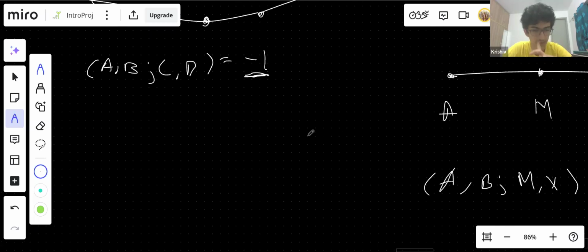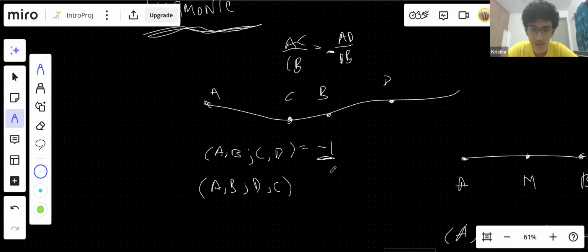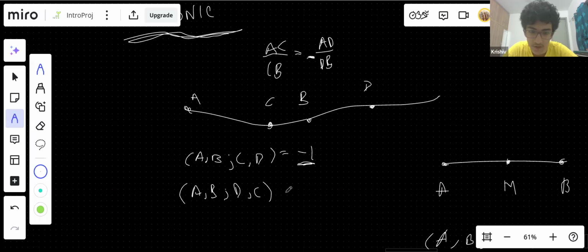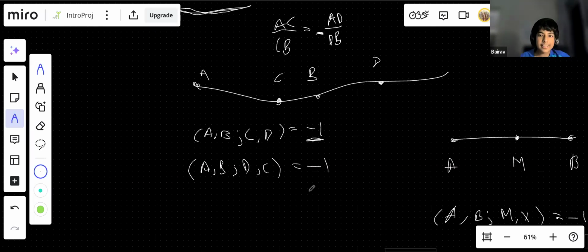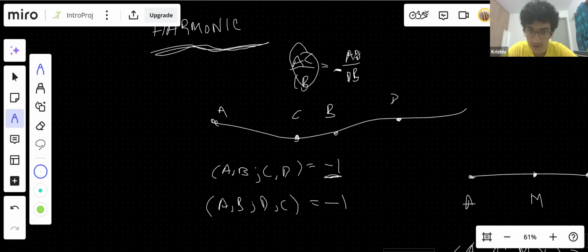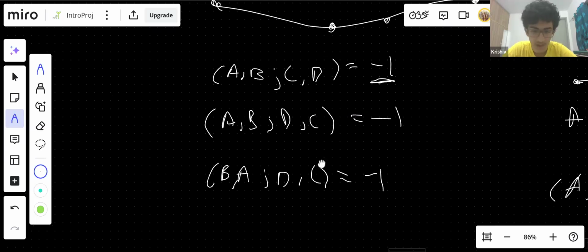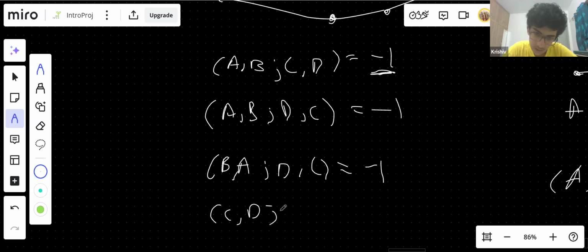Also, by the way, just one small note. If ABCD is -1, then ABDC is also -1. Why is this true? Can anyone, real quick, tell me why this is true? Because -1 is its own inverse. Exactly. So it's still AD over DB divided by AC over CB, but they are still negatives of each other, so it's the same. And similarly, BADC is also -1. You can swap the orders. You can even do CDAB. This is also -1.